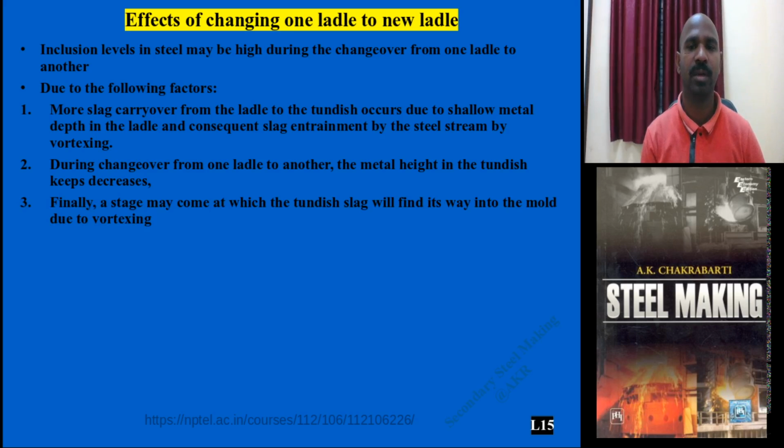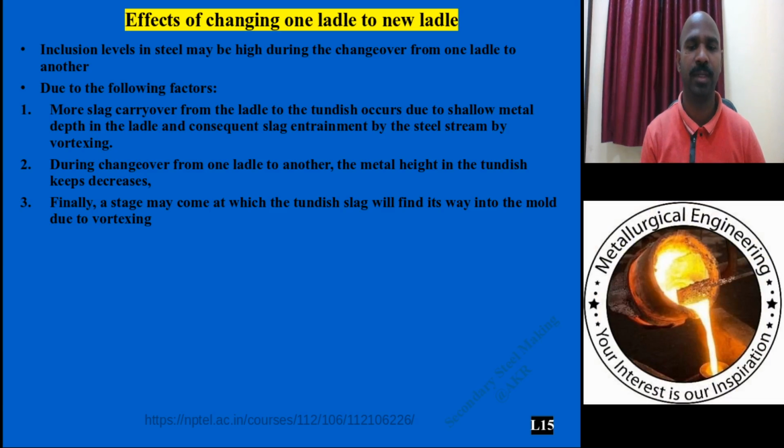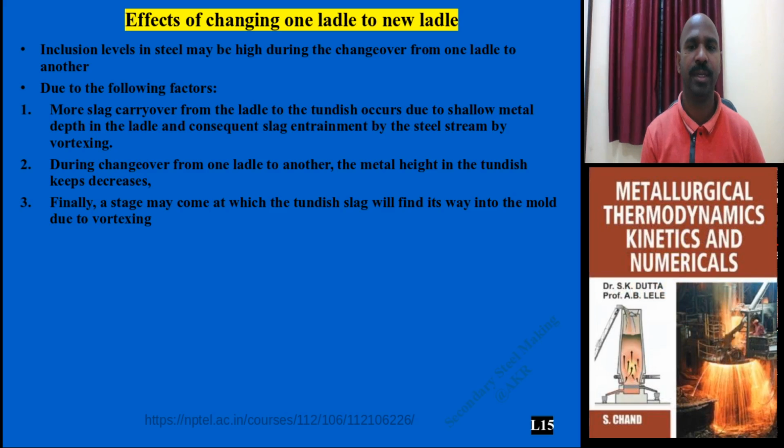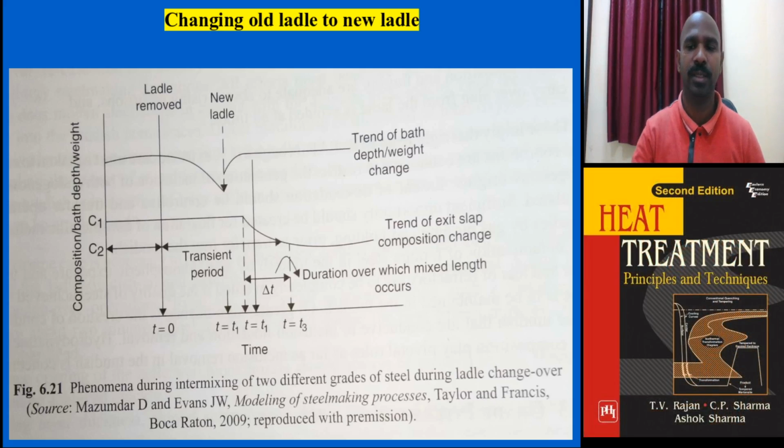Finally, there may be a situation that the tundish slag will find its own way and enter into the molten metal, and instead of a clean casting, you will be getting more inclusions and impurities entering the casting with the formation of vortex in the mold.